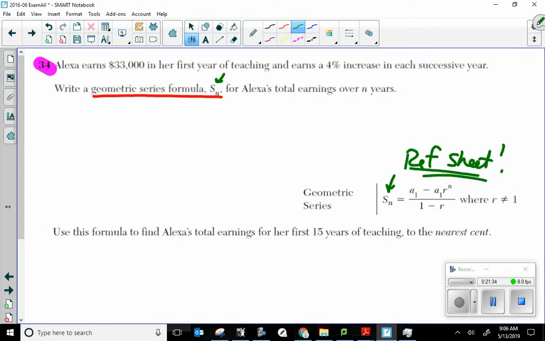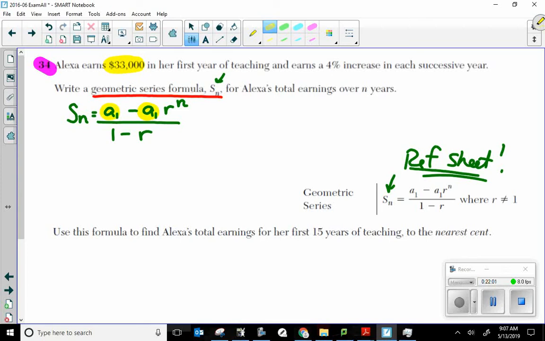So here's our problem. We need to figure out what goes in for what variable. I know S of n, according to the reference sheet, equals A1 minus A1 times R raised to the n. Okay, it's just my R that's raised to the n, all over 1 minus R. So what does A1 represent? A1 represents your initial starting value.